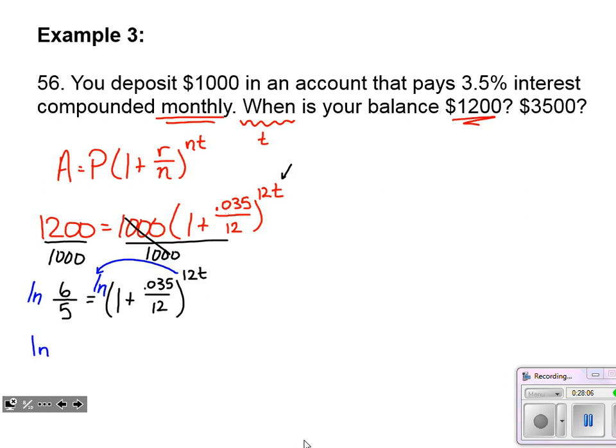So on the left, I've got natural log of 6 over 5. On the right, I've got 12t times the natural log of 1 plus 0.035 over 12. And here is the variable I'm solving for. I can divide away everything else. I can divide out the 12 natural log of 1 plus 0.035 over 12. And that will cancel everything out except for the t on the right-hand side.